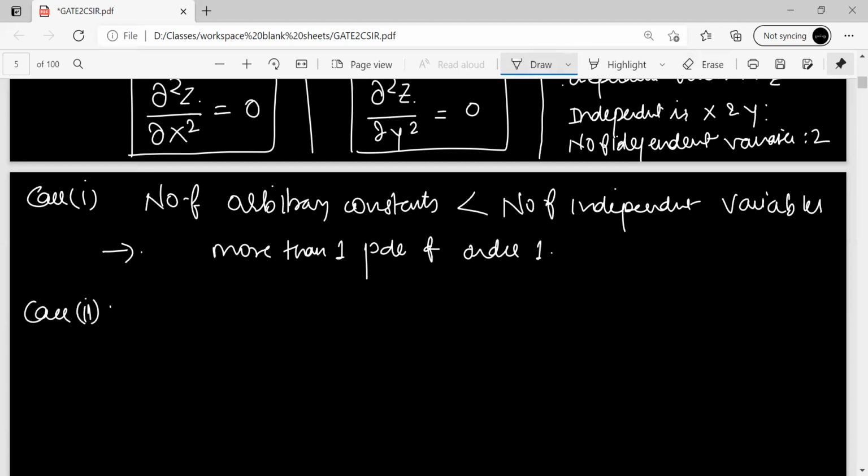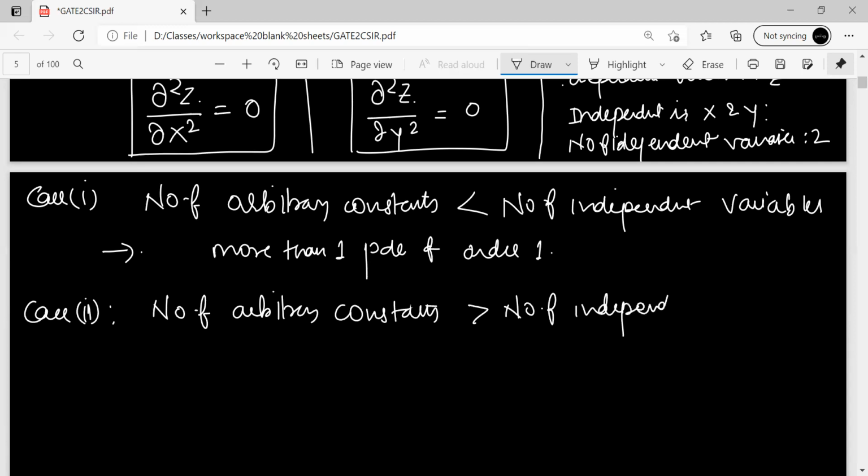Case 2. When number of arbitrary constants are greater than number of independent variables. First, we will discuss the cases, and then we will solve problems. So here in this case, you will get a PD.